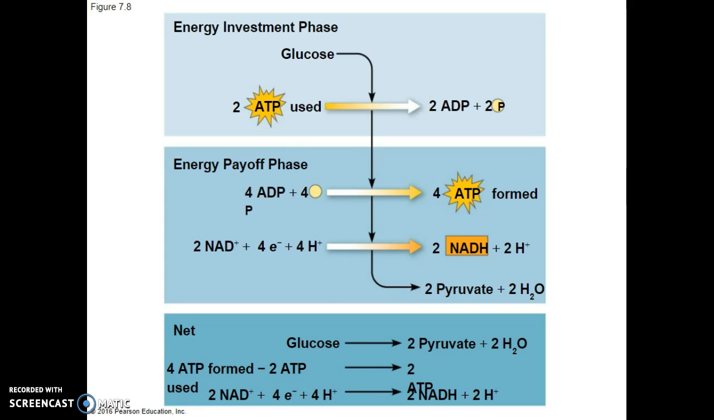And that's pretty much it, guys. For glycolysis, we end up with 2 ATPs and 2 NADH, and that's it.